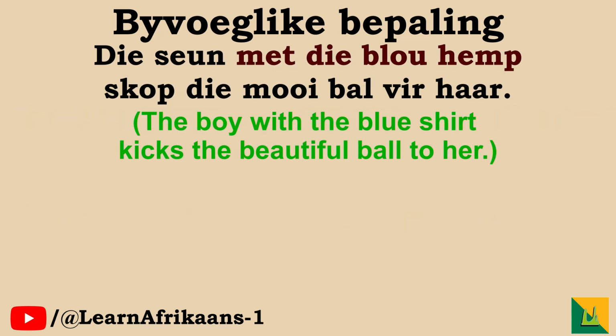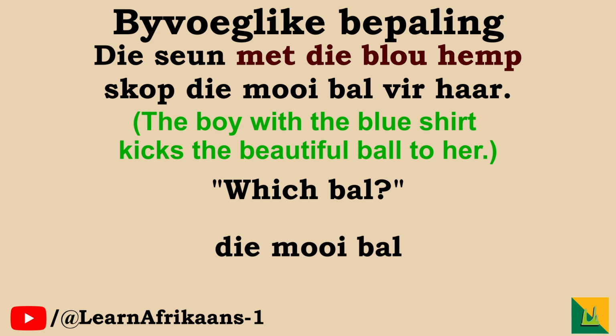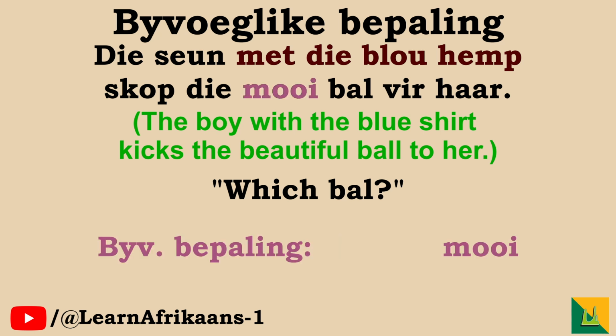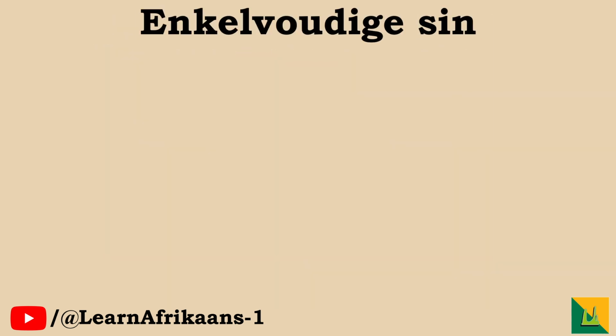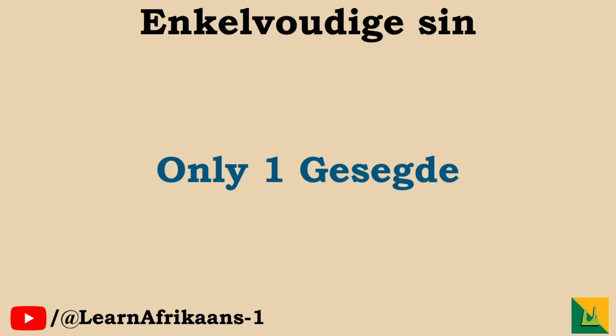Let's add another byvoeglike bepaling. Die seun met die blou hemp skop die mooi bal vir haar. Watter bal? Which ball? Die mooi bal. Mooi is your byvoeglike bepaling. Now we have all the components that make up a enkelvoudige sin, a simple sentence. A enkelvoudige sin only has one gesegde. As soon as it has more than one gesegde, it no longer is a enkelvoudige sin. We will go over those types of sentences in a later video.